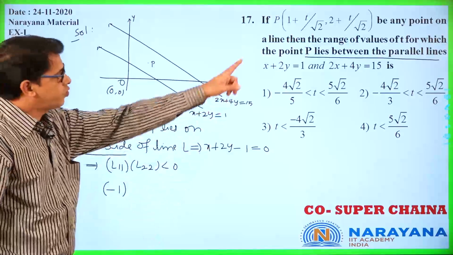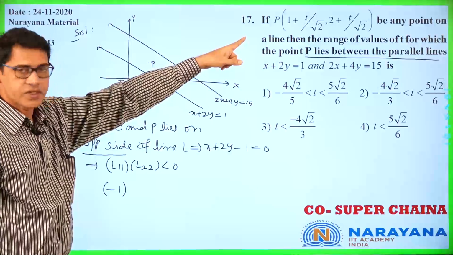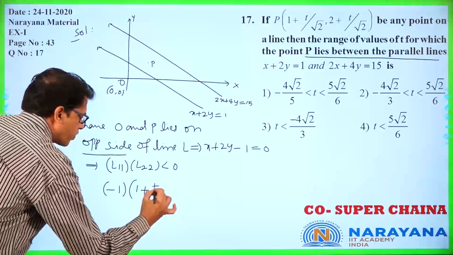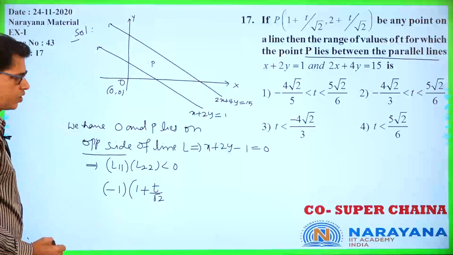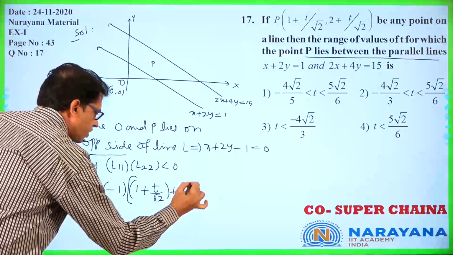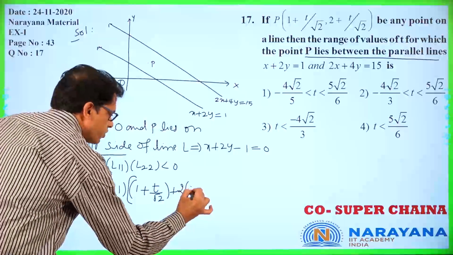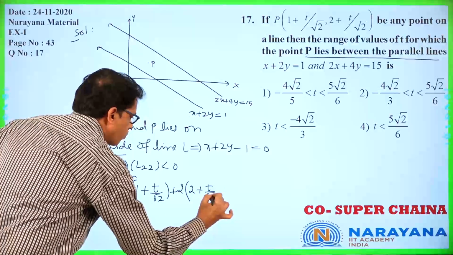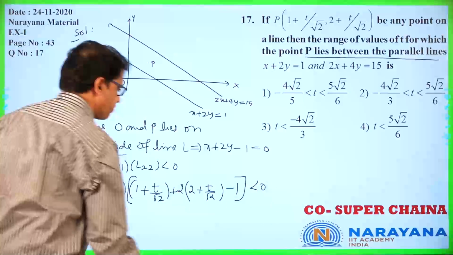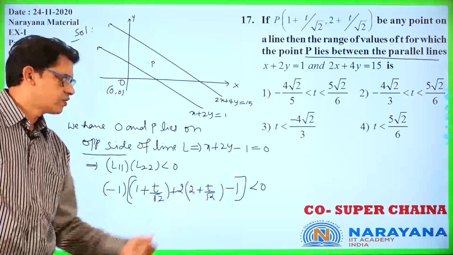L22. So substitute P in this one. What is the x coordinate? 1 plus t by root 2. So in the place of x, 1 plus t by root 2, then plus 2y, plus twice of the y coordinate, so 2 plus t by root 2, then minus 1. Now close the brackets, less than 0. Okay, now this one is L11, this one is L22, less than 0.